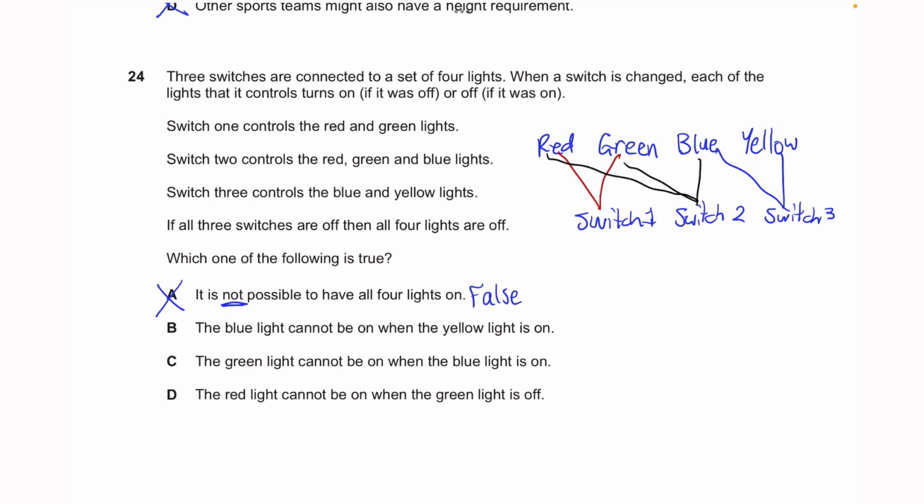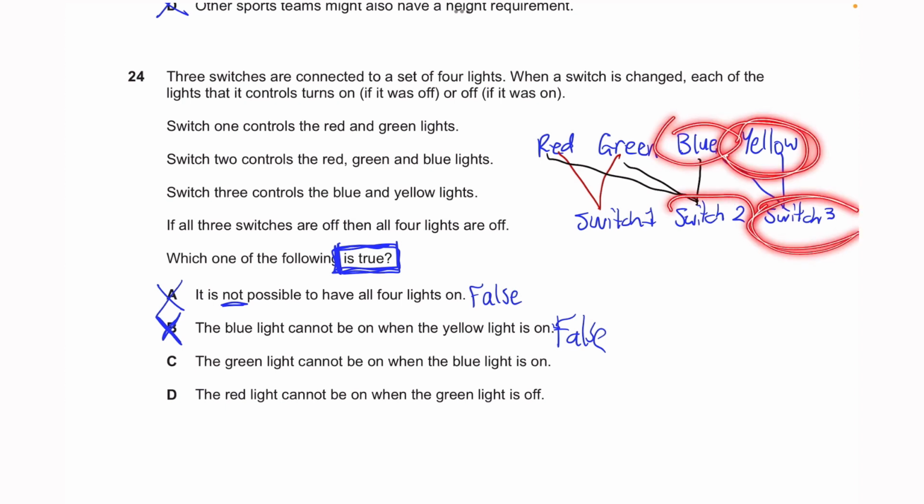Then, because remember, we're trying to find out which one is true, so always referring back to this idea about it being true. B, the blue light cannot be on when the yellow light is on. Well, that's also incorrect as well, because this is also false. Because look here, switch 3 controls both blue and the yellow. So even if switch 2 was off and all of these were off, we can turn on switch 3 and then both of these would turn on at the same time. And so that's why B is incorrect. B is actually possible. The blue light can be on when the yellow light is on.